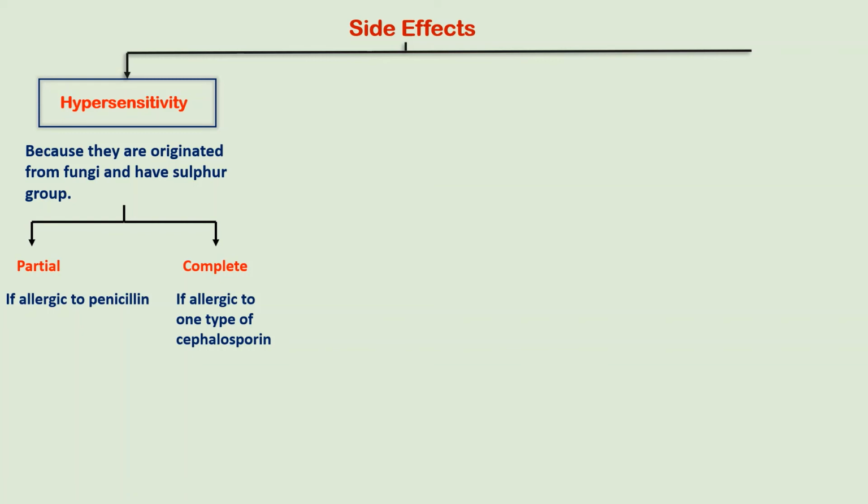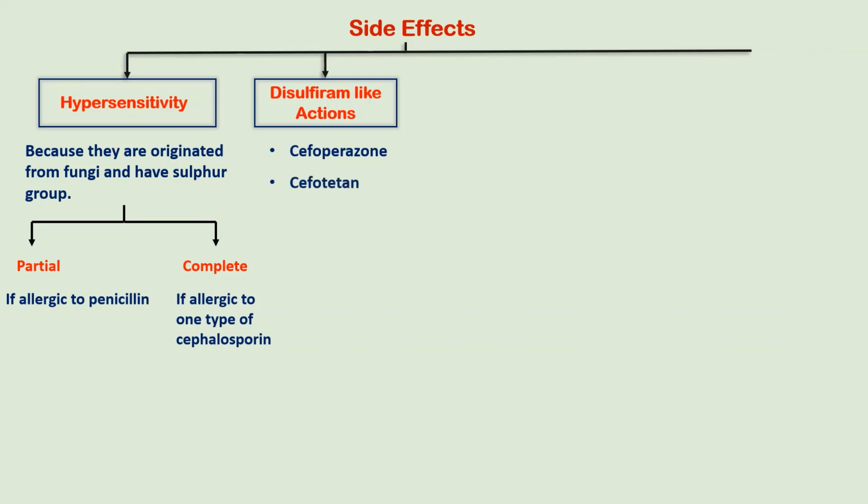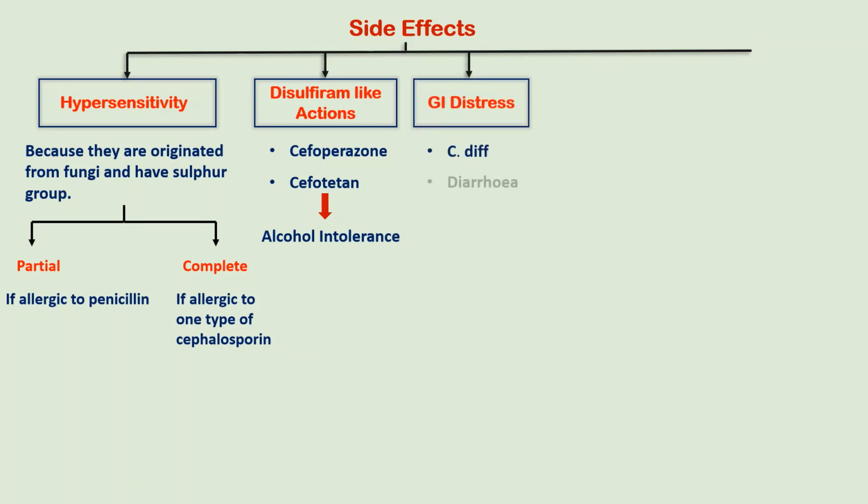Now the second side effect is the disulfiram-like action. Two of the cephalosporins, cefoperazone and cefotetan, have a disulfiram-like action and thus will cause intolerance to alcohol. The next side effect is GI disturbances and diarrhea.